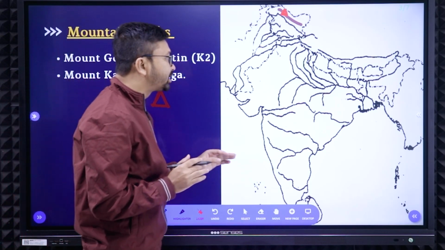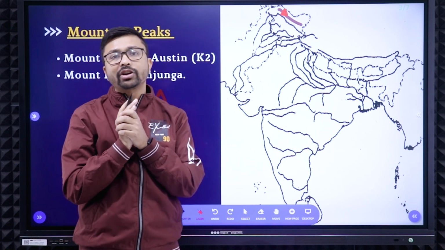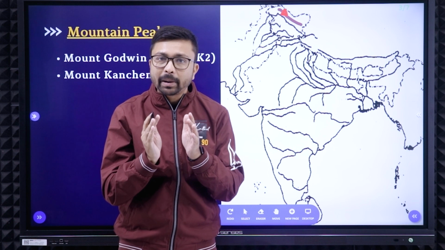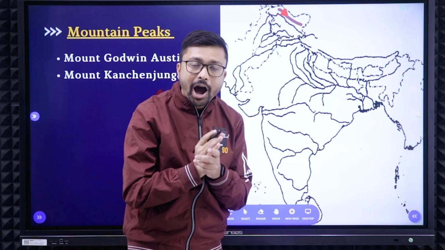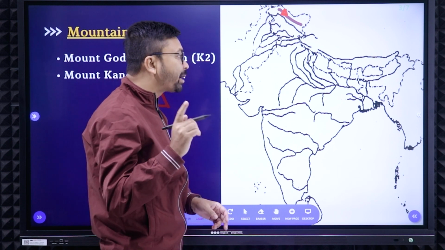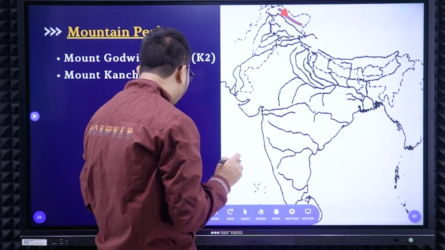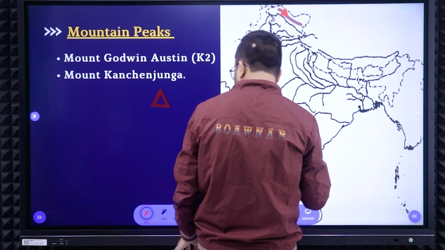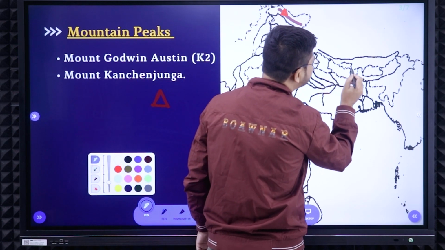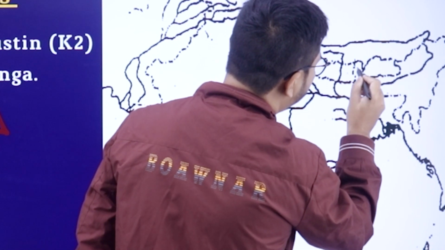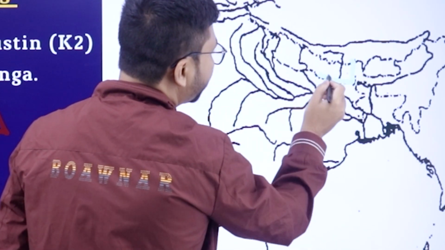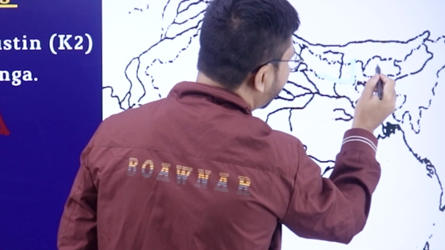Next one, Mount Kanchenjunga. Remember, Mount Kanchenjunga is not located completely in India. Half of the portion is in Nepal and half of the portion is in India. So first of all, you need to know the Nepal boundary again. How will you remember the Nepal boundary? Here you can see the Nepal boundary is marked like this. This is the Nepal boundary. Here it is Nepal, here it is India, there it is Bhutan.